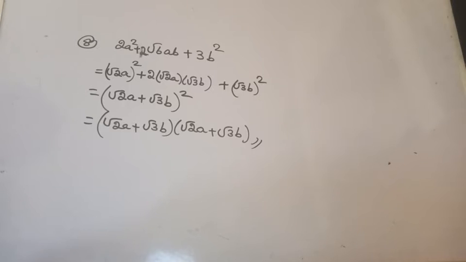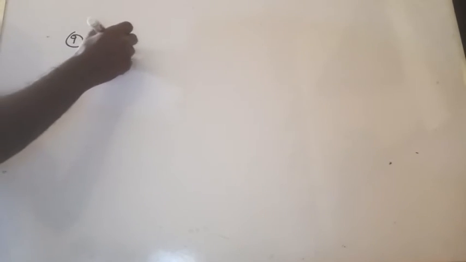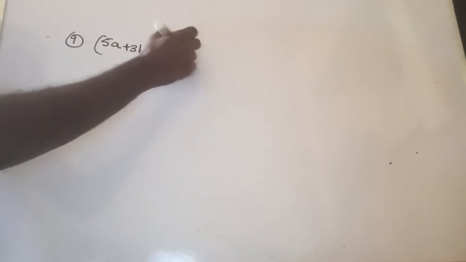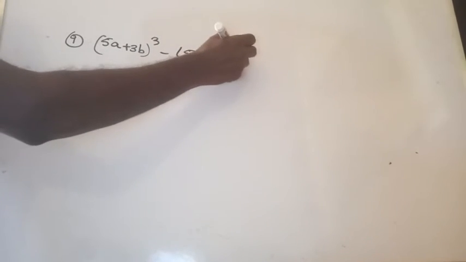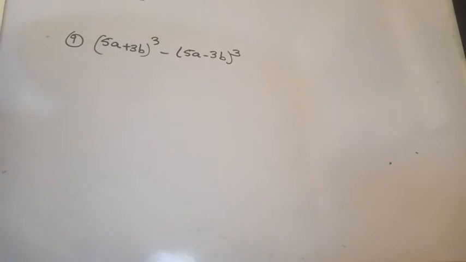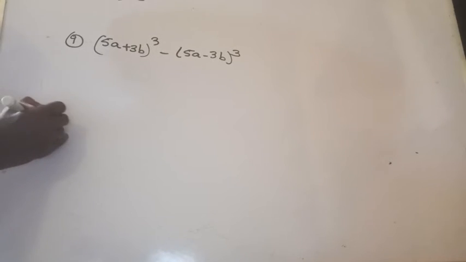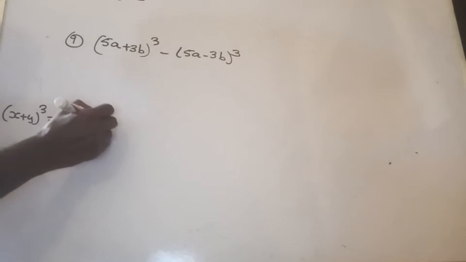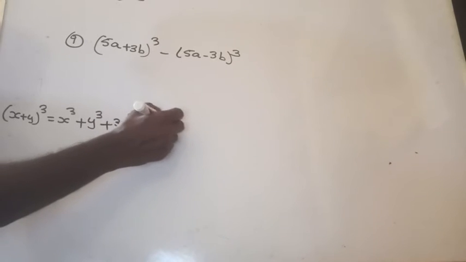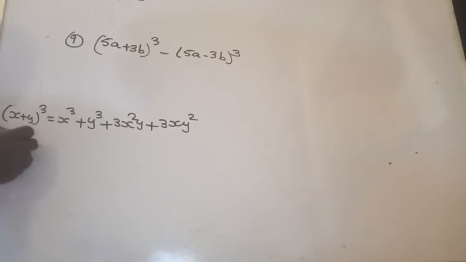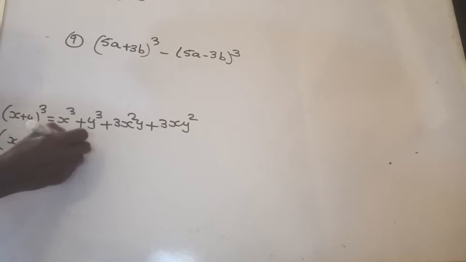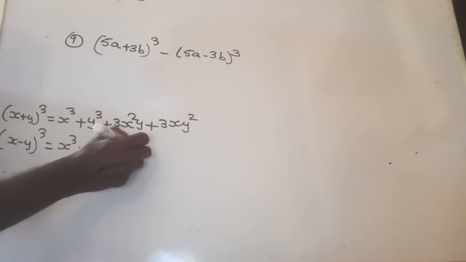Question number 9. It is 5a plus 3b the whole cube minus 5a minus 3b the whole cube. Now first you tell me what is x plus y the whole cube? X cube plus y cube plus 3x square y plus 3xy square. Then x minus y the whole cube. That means x cube minus y cube minus 3x square y plus 3xy square.